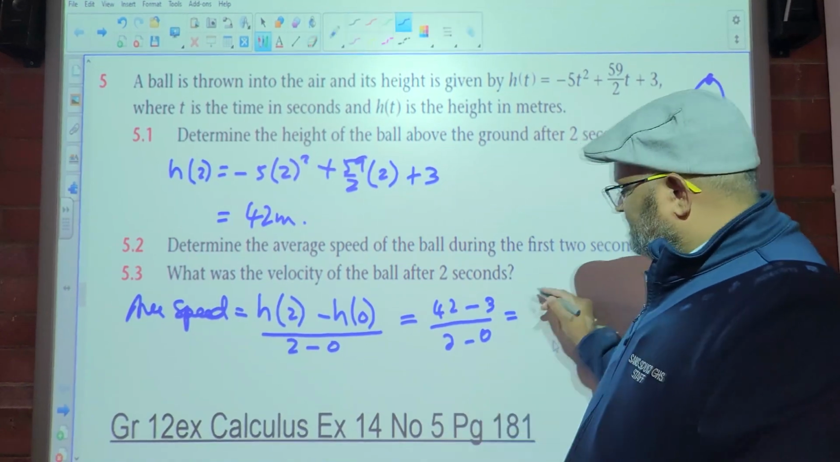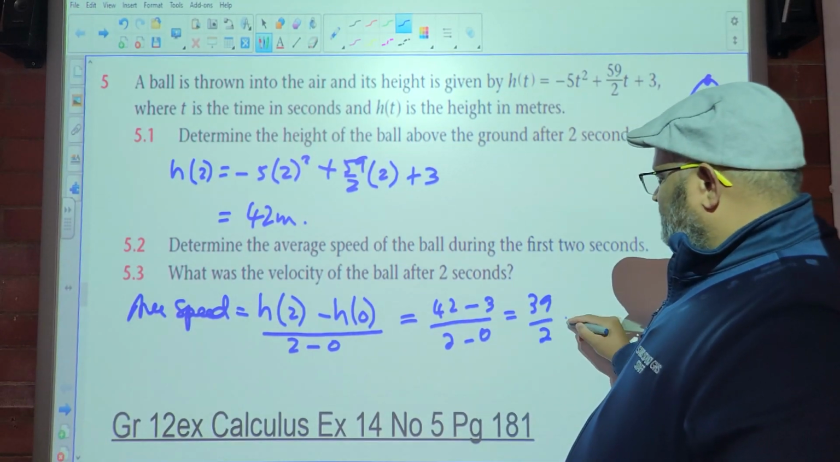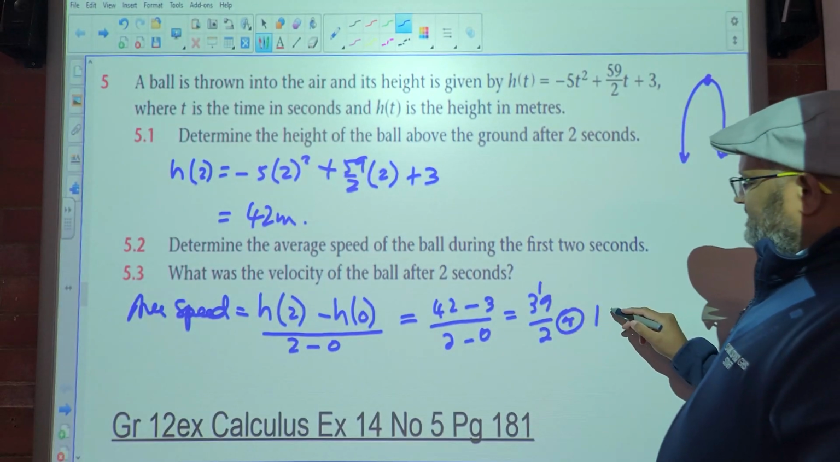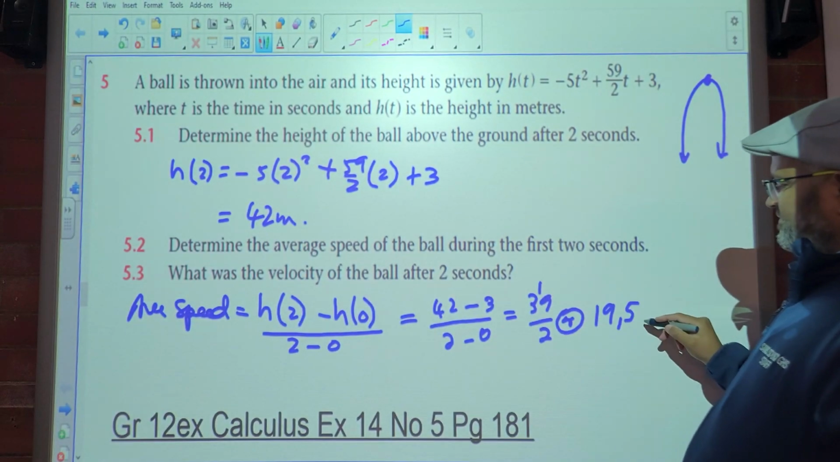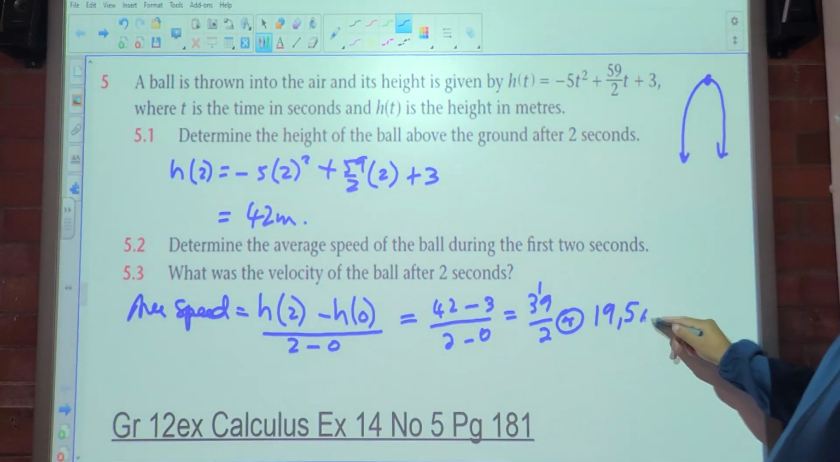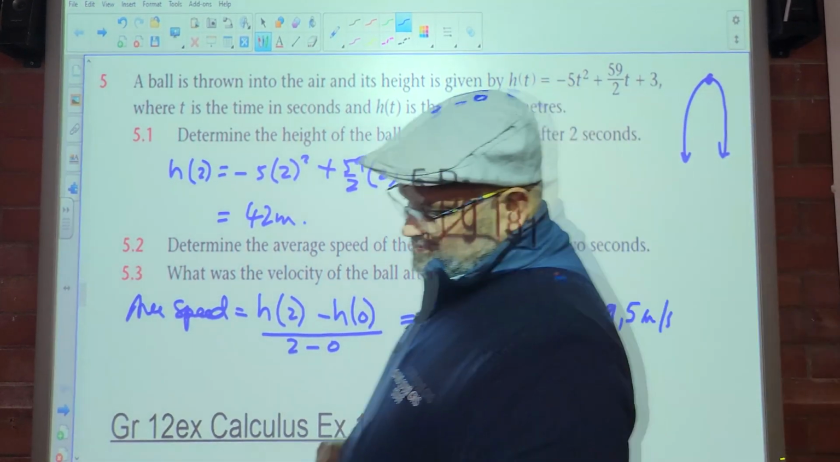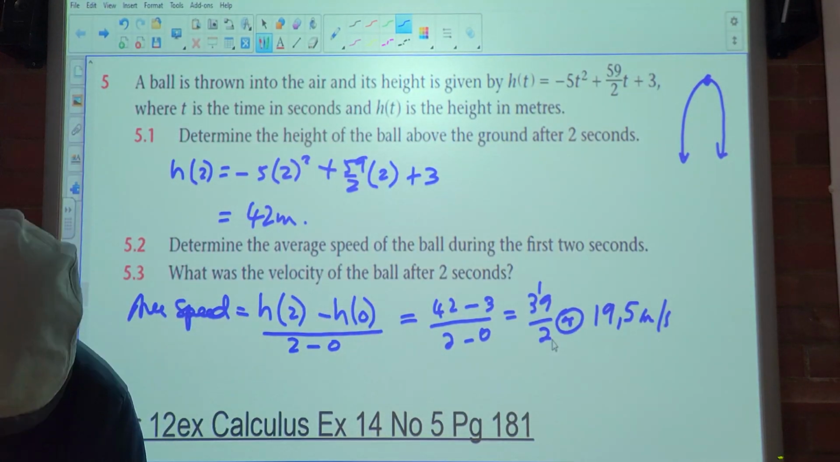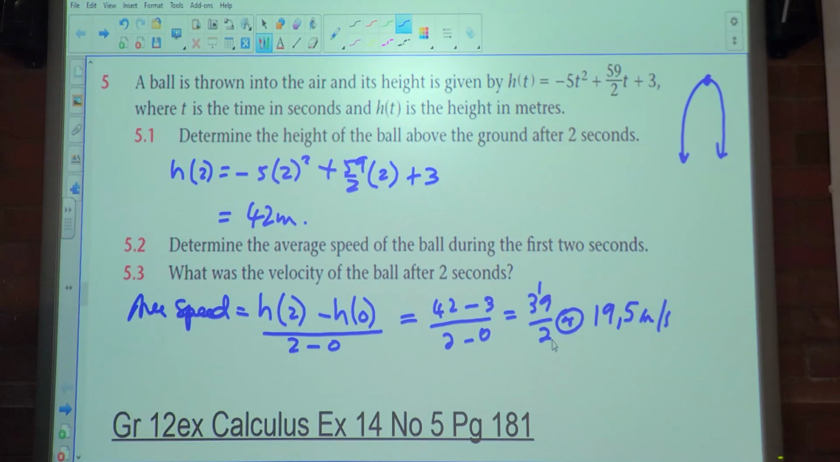Not so? 39 over 2, or 19 comma 5 meters per second. Okay, is that correct?